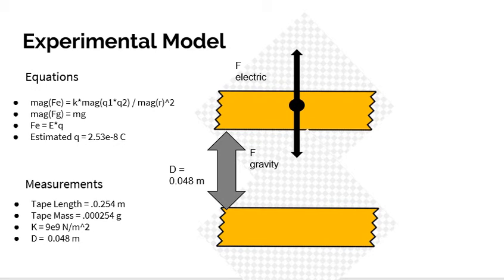Given that the tape length was 0.254 meters with a mass of 2.54 times 10 to the negative 4th kilograms and floated at a distance of 0.048 meters above the tape below, it was calculated that the value of Q is 2.53 times 10 to the negative 9th coulombs. This value was used as the estimate for Q in the GlowScript model.